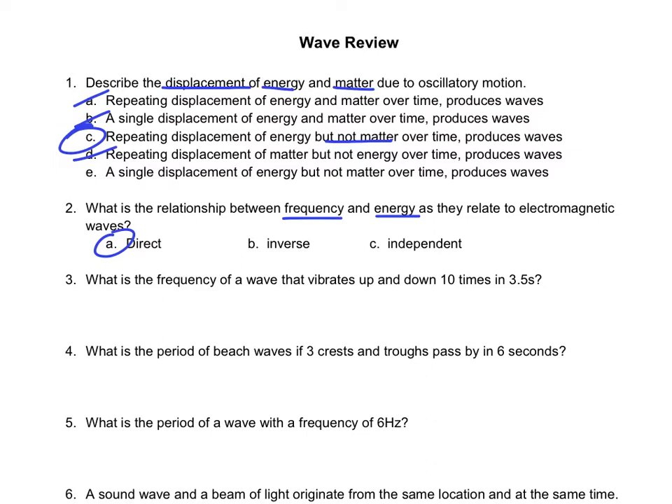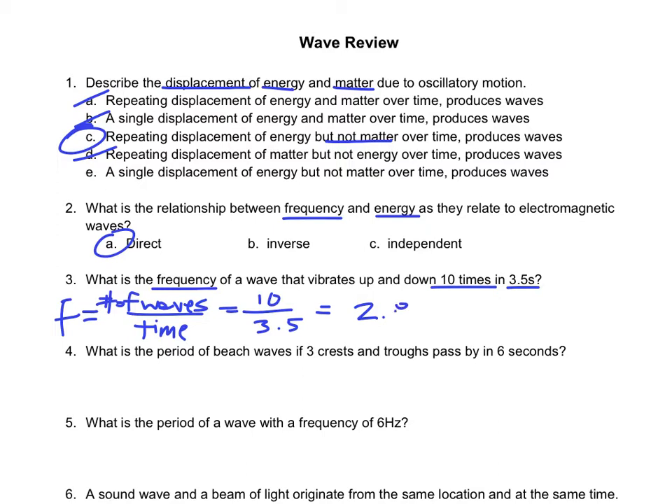What is the frequency of a wave that vibrates up and down 10 times in 3.5 seconds? So when we're talking about frequency, we're talking about the number of waves over time. And if I've got 10 waves in 3.5 seconds, I've got 10 divided by 3.5, and that gives me 2.86 hertz.